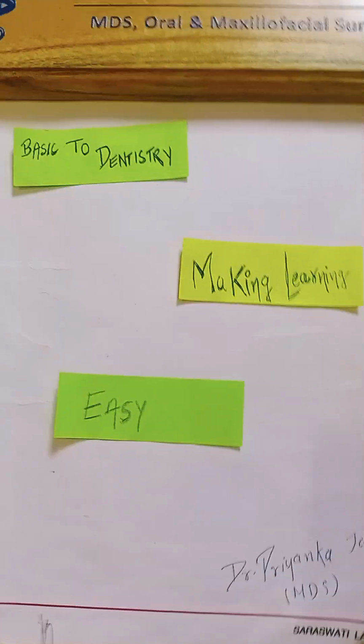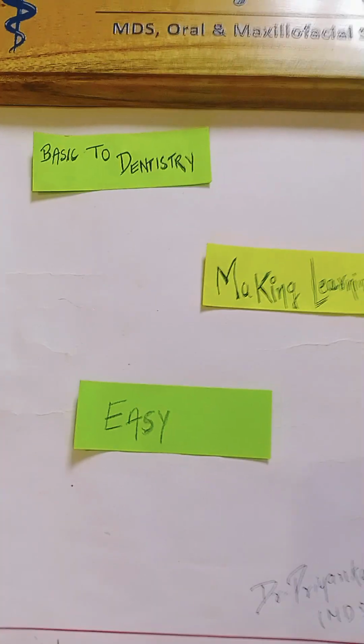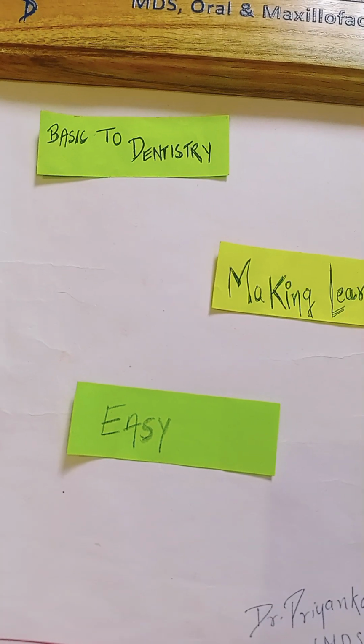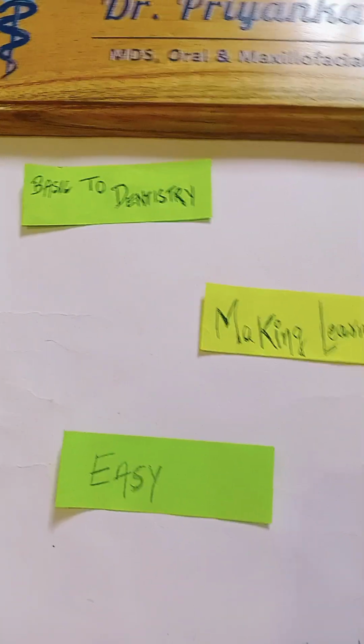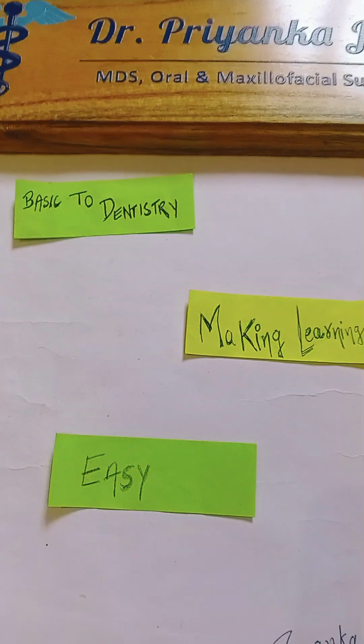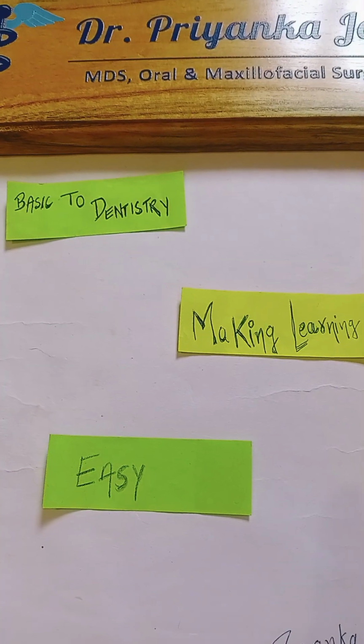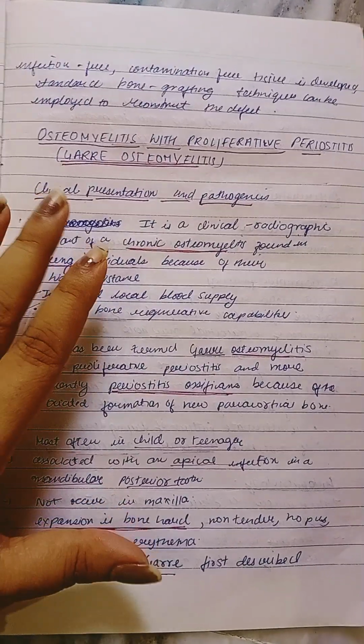So last class we finished with chronic sclerosing osteomyelitis, CSO. We'll be starting with osteomyelitis with proliferative periostitis today. Okay, let's start. Osteomyelitis with proliferative periostitis, that is Garré's osteomyelitis.